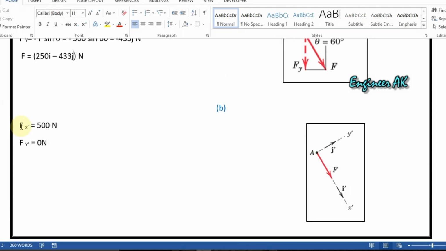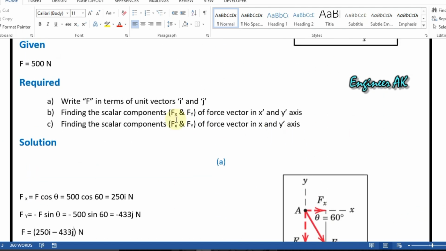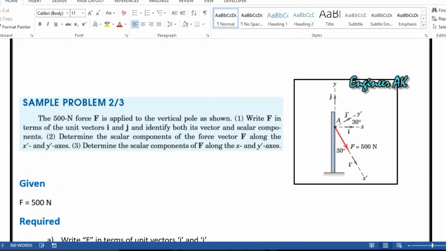We have found the scalar components in the x dash and y dash axes. Now in the third part, they ask to find the scalar components F of x and F of y of the force vector in x and y dash. Here this is the x, right? And this is the y dash. So now we have to find the components in these two directions. So now let's move down.